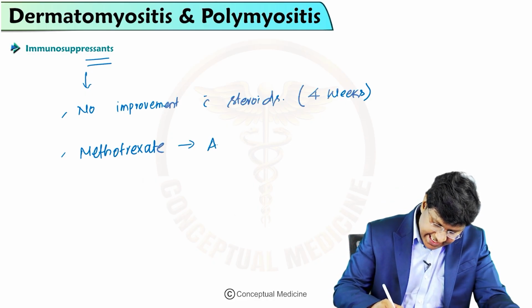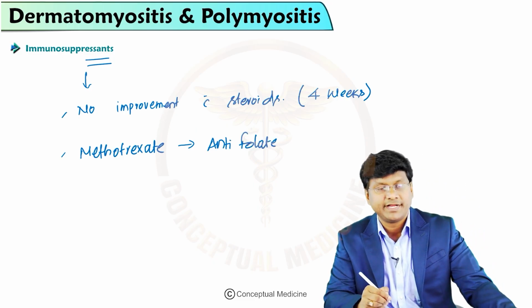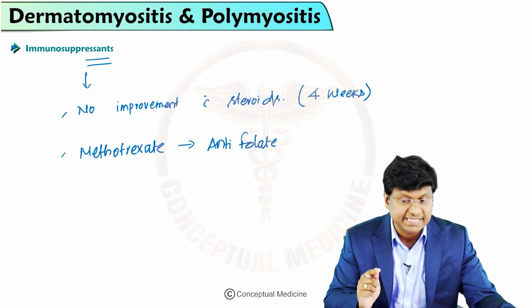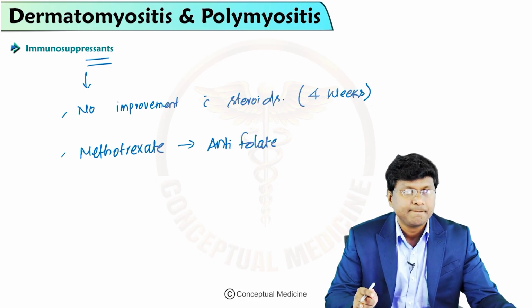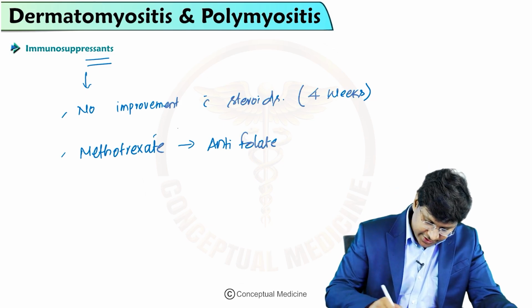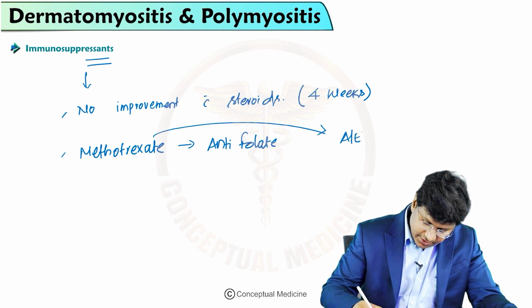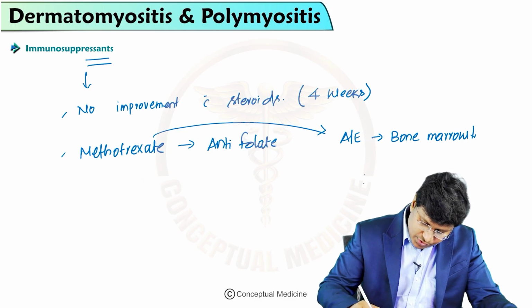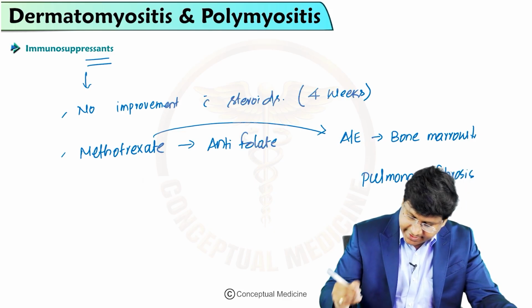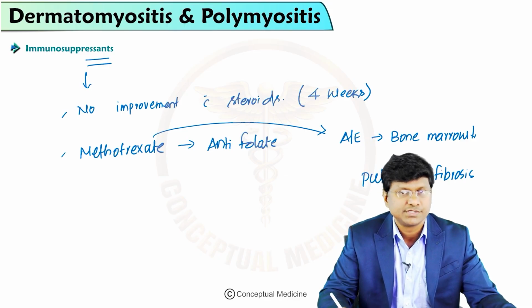Methotrexate, please remember, it is an antifolate agent, right? Whenever you are giving this methotrexate, you need to supplement the folinic acid, right? And the important adverse effect of methotrexate is it will cause bone marrow suppression, right? And it will also cause the pulmonary fibrosis. That is what is the adverse effect of the methotrexate.